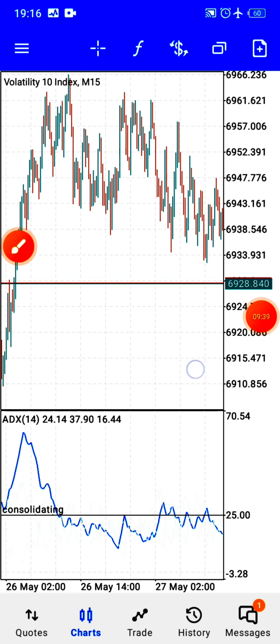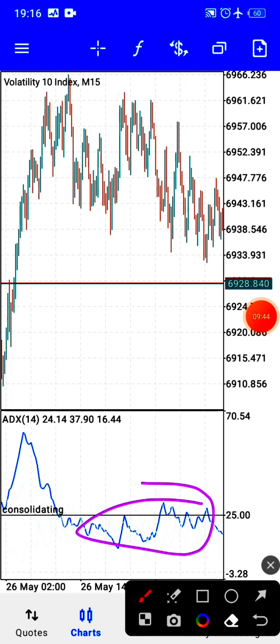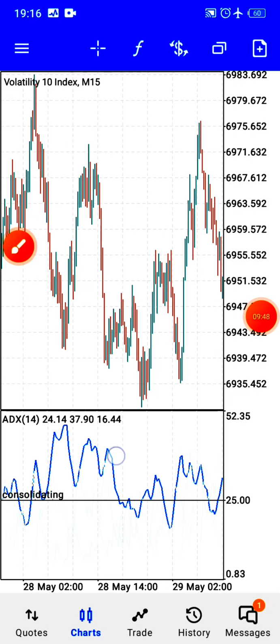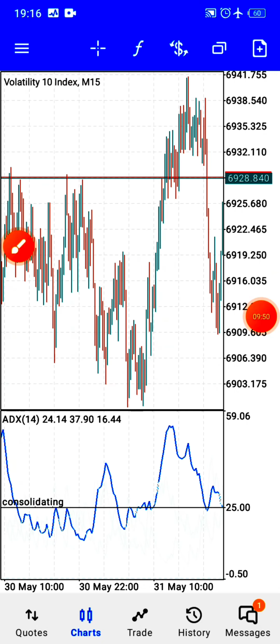But when it's continuously coming back below the level 25, like it's doing over here, as you can see, the market is actually choppy, very ugly. I wouldn't want to enter over there. So that's all that I got for you guys.